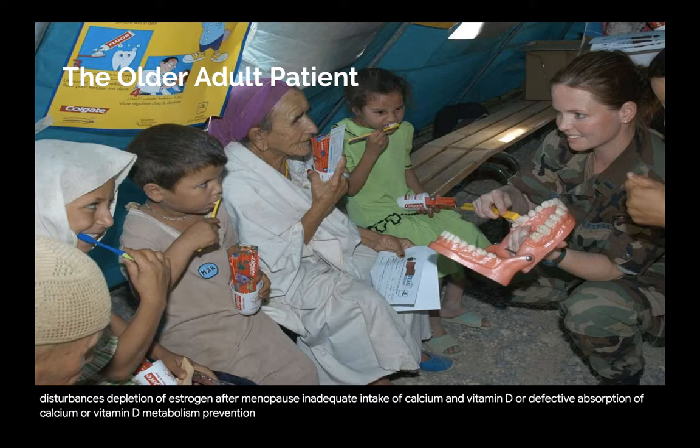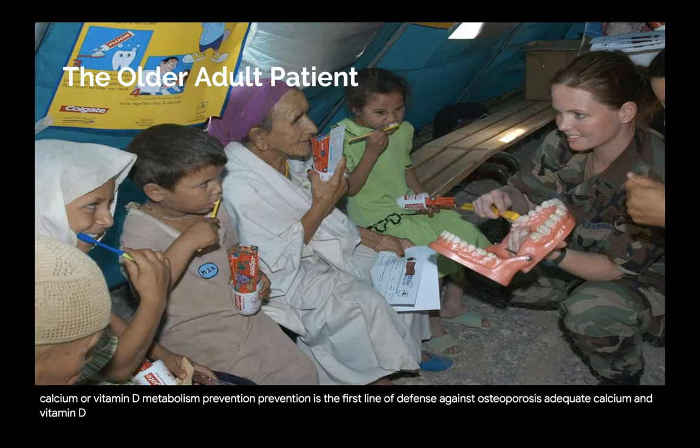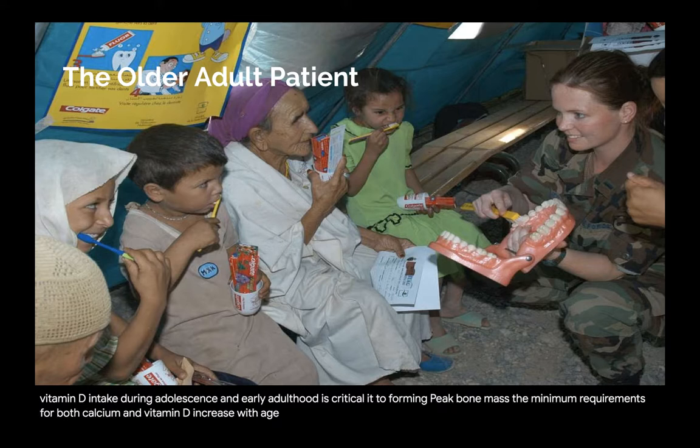Prevention. Prevention is the first line of defense against osteoporosis. Adequate calcium and vitamin D intake during adolescence and early adulthood is critical to forming peak bone mass. The minimum requirements for both calcium and vitamin D increase with age. Load-bearing exercise is necessary to maintain bone mass.